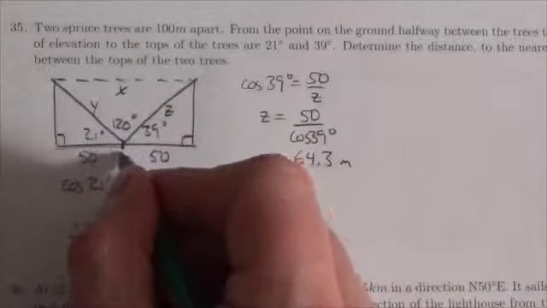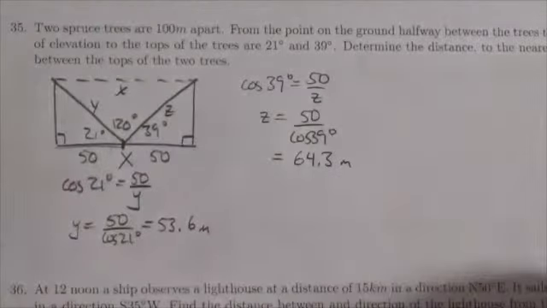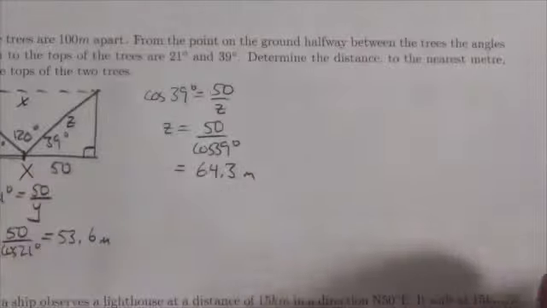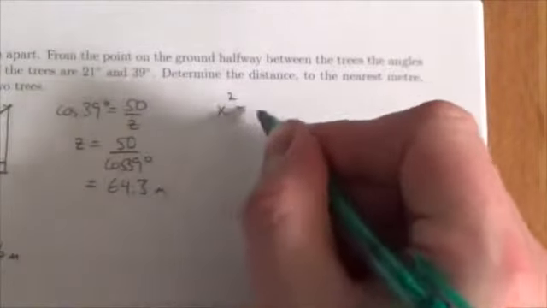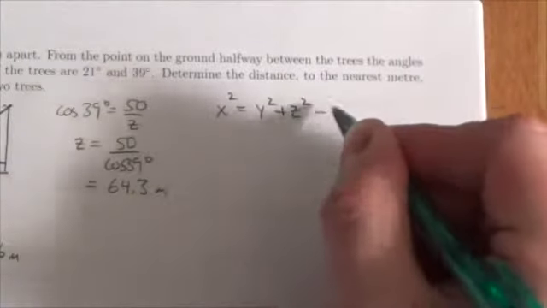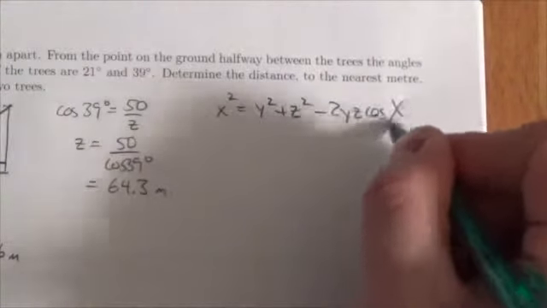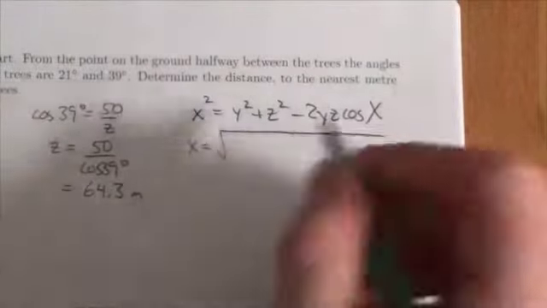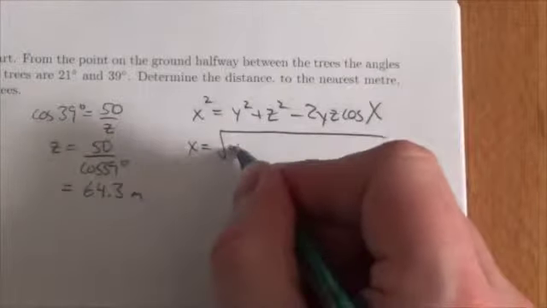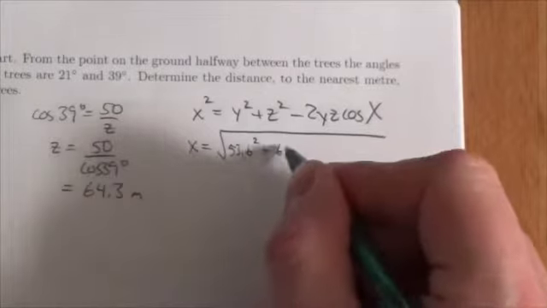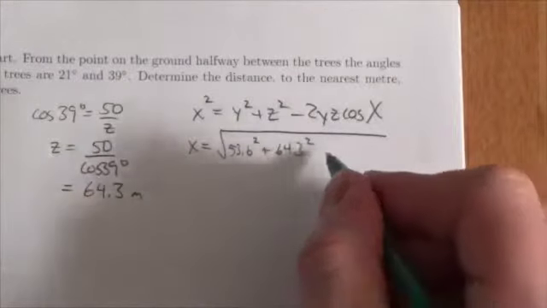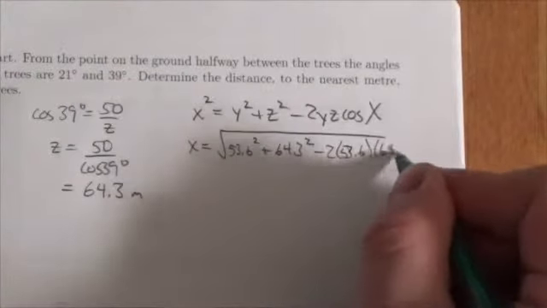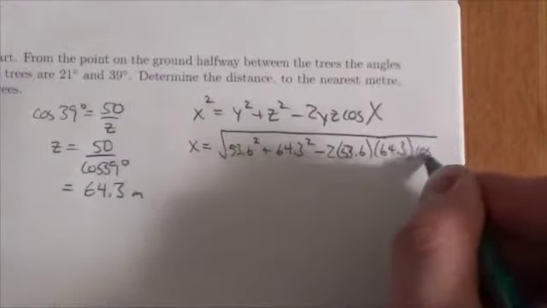Now, we are looking for the opposite side here. And so if we called this side capital X, just to help us label it, to be consistent with little x on this side here, then I'll come over here and do this. Little x squared will equal little y squared plus little z squared minus 2yz cosine of X. And so x will be the square root. Now we can plug in the numbers. We know that y is 53.6 squared plus 64.3 squared minus 2 times 53.6 times 64.3 times the cosine of 120.